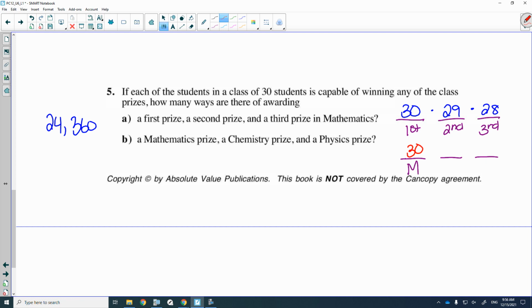Then those kids go to their chemistry class. And one of those students is going to get a prize. There's 30 students to choose from to get the chem prize. And then they're all going to go to physics class, and one student gets top of physics, one out of the 30 to choose from. So 30 times 30 times 30 is 27,000 different ways that a math, chemistry, and physics prize could be given to just one class of 30.